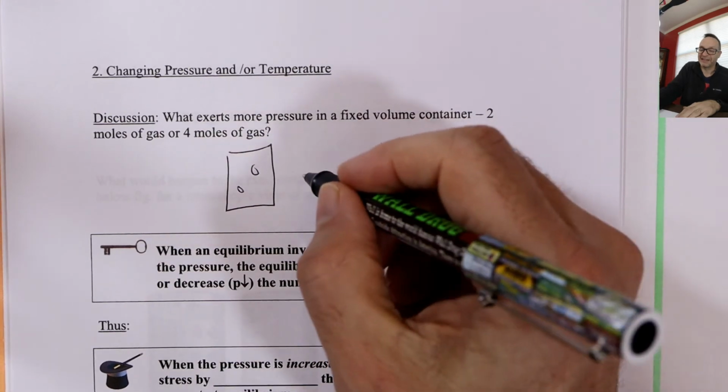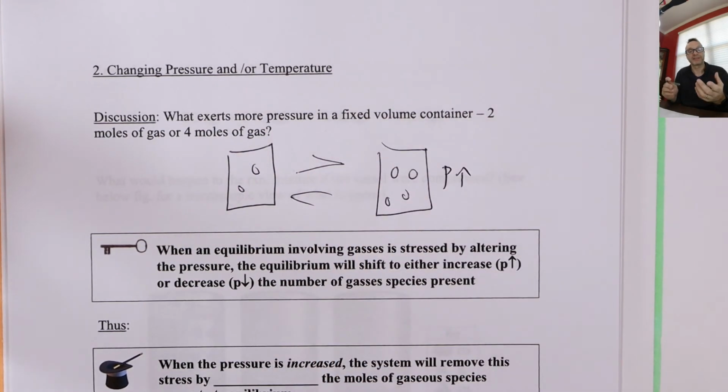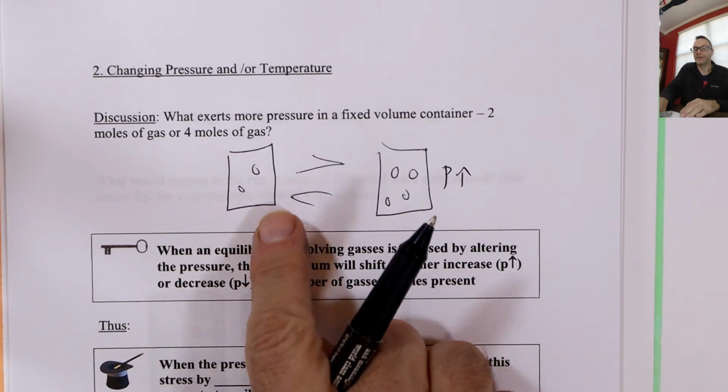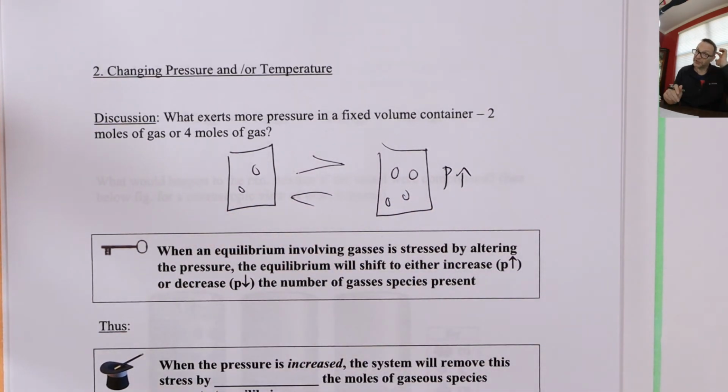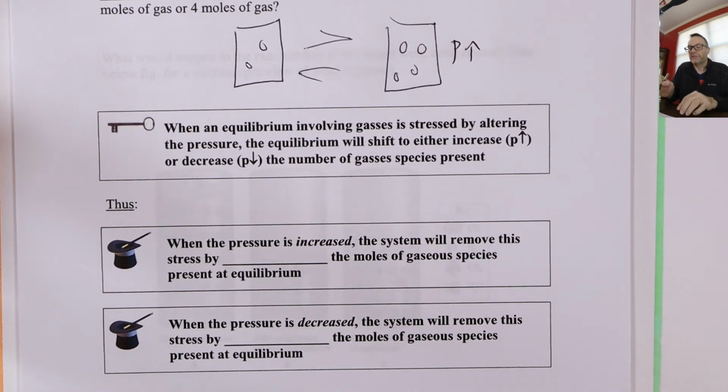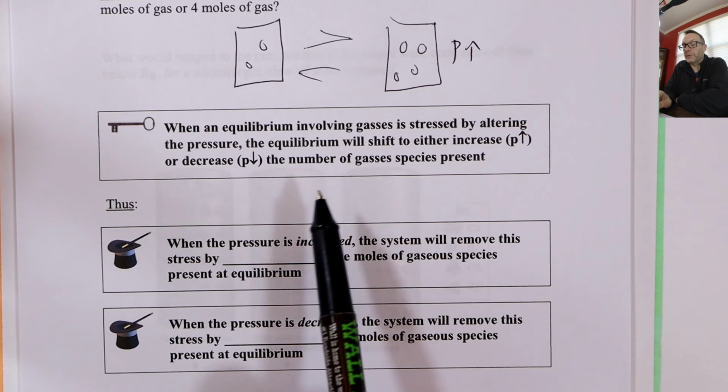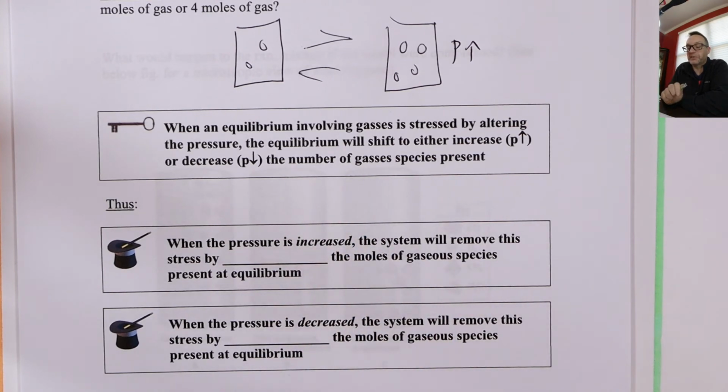So think of reactants in equilibrium with products. If I have 4 gaseous products and 2 gaseous reactants, under high conditions of pressure, it's going to turn into reactants, because, hey, I'll make the pressure higher, it will turn more gas into less gas, it'll make the pressure lower inside. It responds in the Le Chatelier way. So we can kind of write that down. When an equilibrium involving gases is stressed by altering the pressure, the equilibrium will shift to either increase or decrease pressure by removing or making more gas molecules.